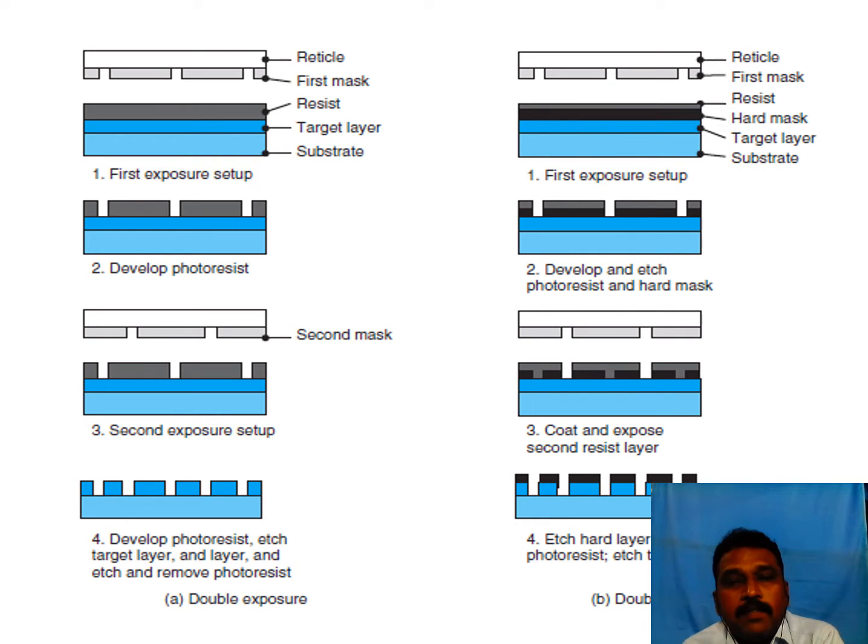You see here, this is the target layer before etching. So the final layer after etching, you can see here. That is the double exposure, and this one the next type.